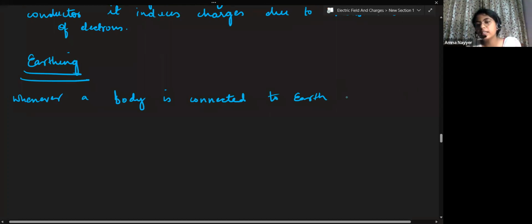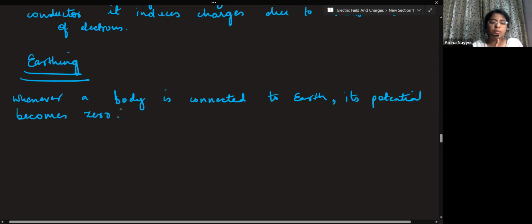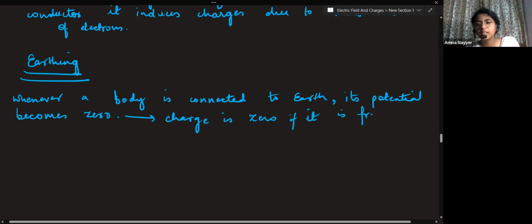Potential is a quantity that becomes zero. So its potential becomes zero. Now, what concerns you is that its charge also becomes zero if it is set free. So because of this, charge is also zero. Charge is zero if it is free. So like if you have an object, you attach it.